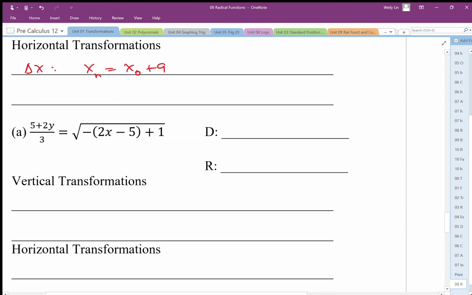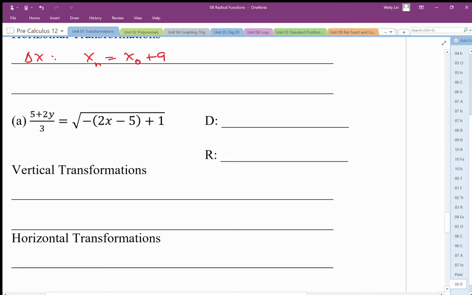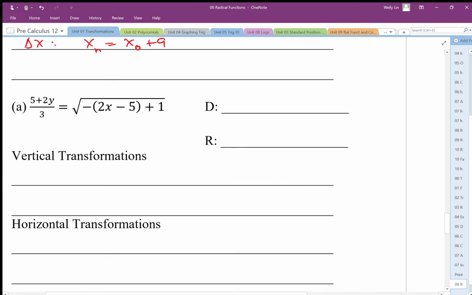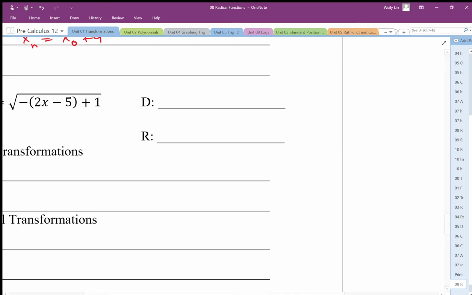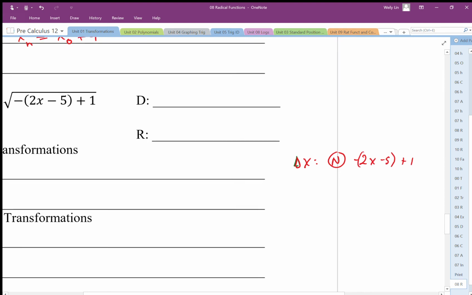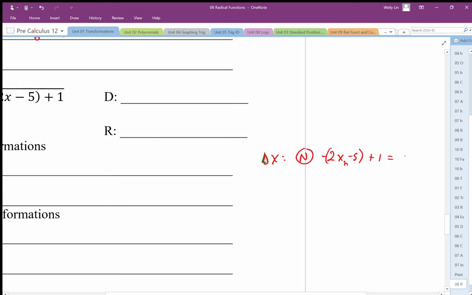So this one here, we can do our horizontal transformations. Okay, I'm going to do the horizontal first. So with my horizontal transformation, I can undo all that notation. So my change in x is going to look like this. My notation is going to be negative 2x minus 5 plus 1. Okay, I'm actually going to simplify this first, so that I can work this out.